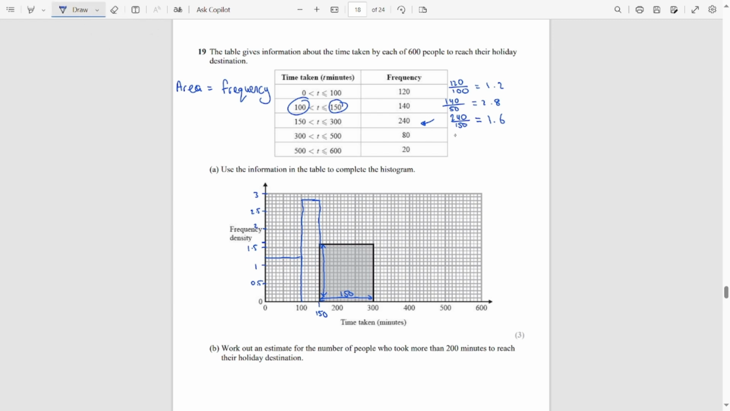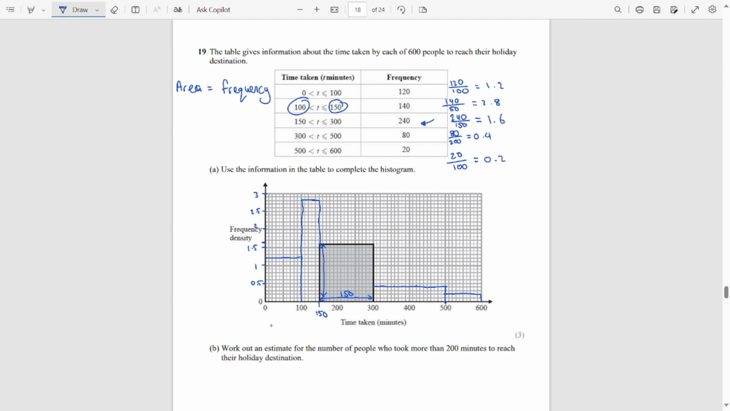Then on to the next one. Here we have an area of 80. I can divide that by the width, which in this case is 200. And this will give me a height of 0.4. So the bar between 300 and 500, which is there, needs to go up to 0.4. 1, 2, 3, 4, there. And then the last one here has an area of 20. Divide that by the width of, in this case, 100. And so that will have a height of 0.2. So this is only going to go up 2 small squares like so, and my histogram is finished.